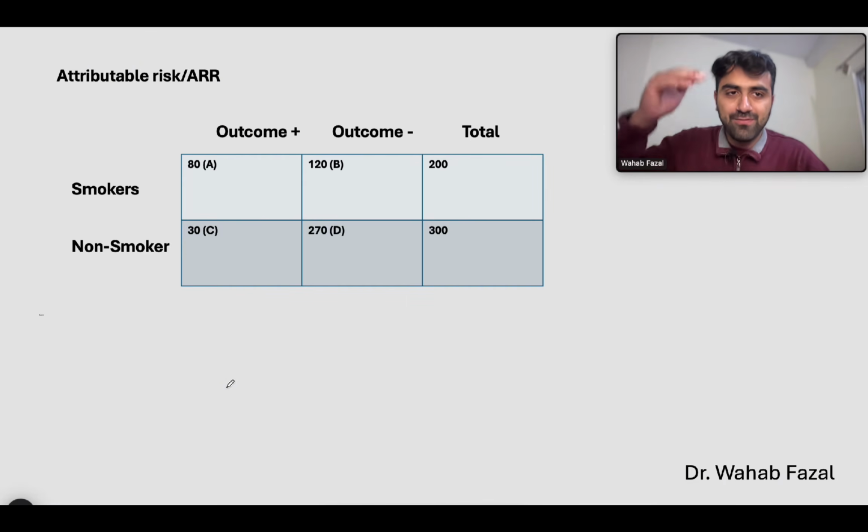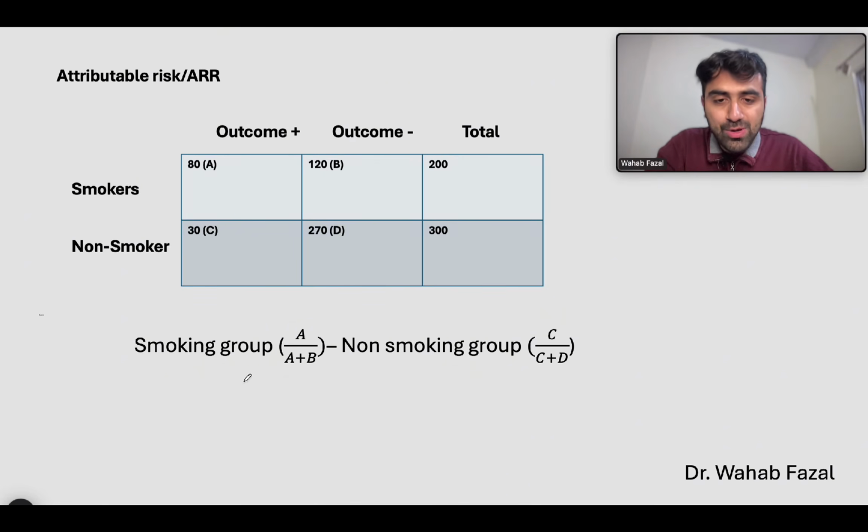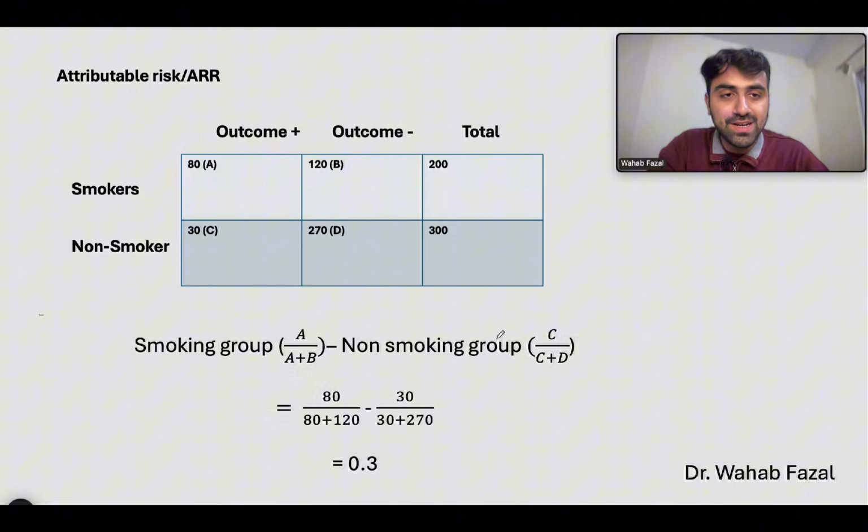Let's calculate it. Smoking group minus non-smoking group risk. So 80 over 200 minus 30 over 300, which comes up to be 0.3. This is the attributable risk. Whenever you have a toxin, a carcinogen, or something bad that causes you to develop the outcome, just keep the bad thing first, keep the non-exposed group later, minus this, and you get the attributable risk.